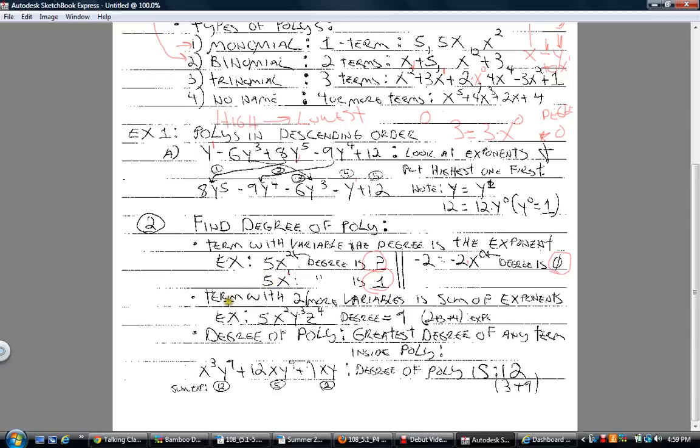What do you do if a term has 2 or more variables in it? The answer is when you find the degree, you sum up the exponents, you add them up. So you look at this example, it's x squared, y to the third, z to the fourth. What's the degree of this single term, aka monomial? And you go 2 plus 3 plus 4, and you say 9. You add them up. Okay, so we're doing pretty good here.